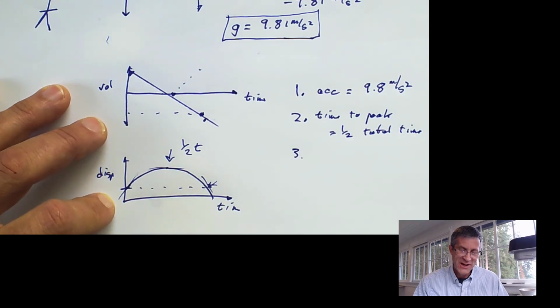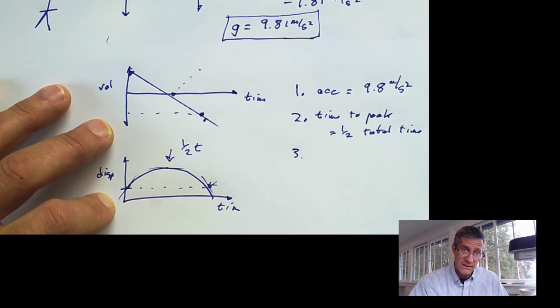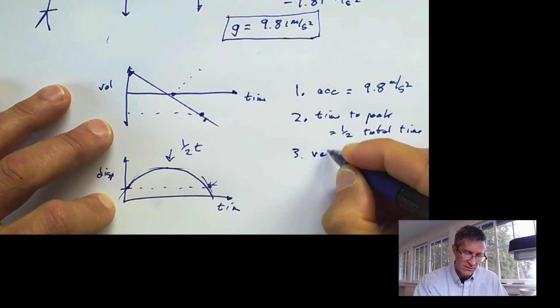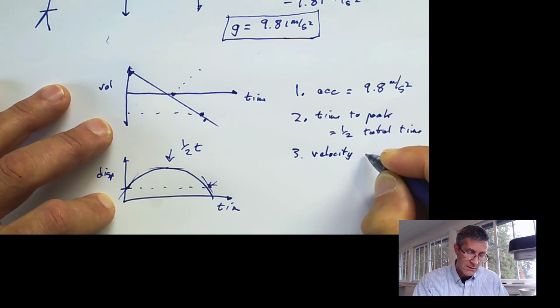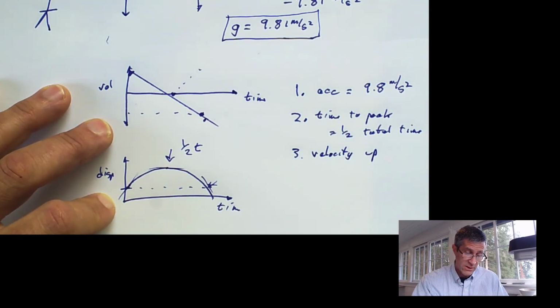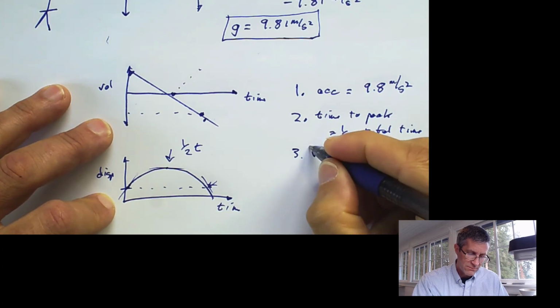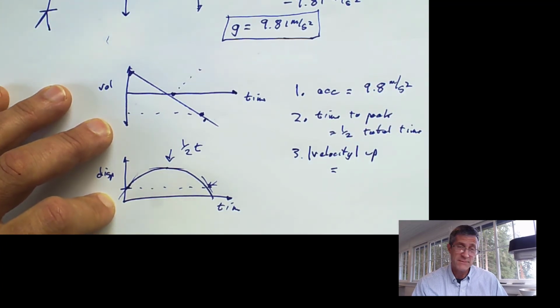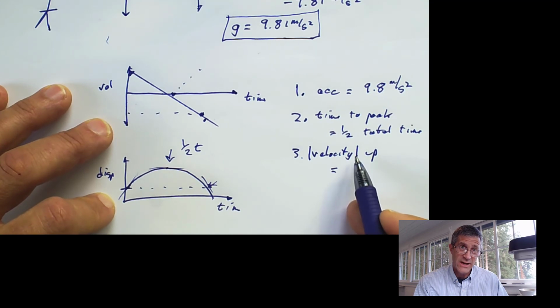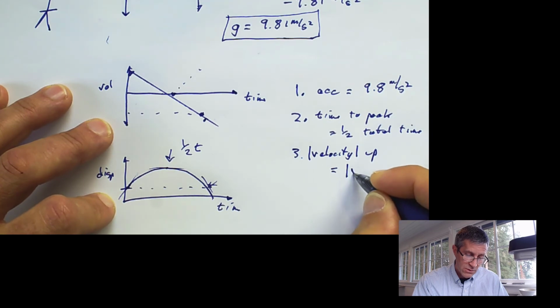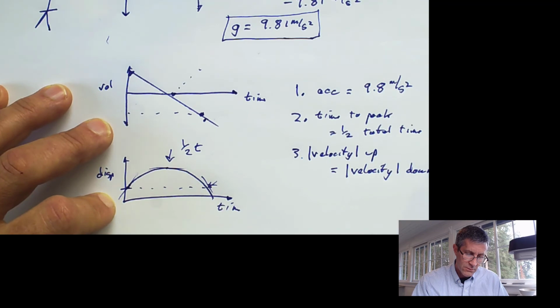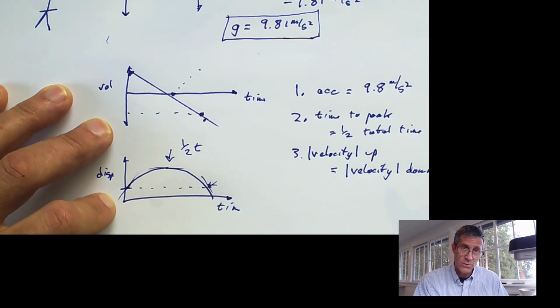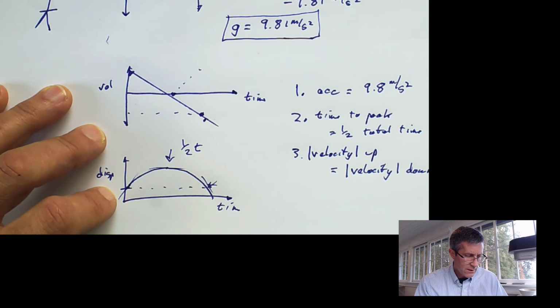And the last thing is velocity. If I'm coming back down to the same level, just my vertical velocity, my velocity up is going to equal the magnitude. If I put lines on either side, the absolute value, the magnitude of velocity going up is going to be equal to the magnitude of velocity coming down. The absolute value of velocity going up is equal to the absolute value of velocity going down.